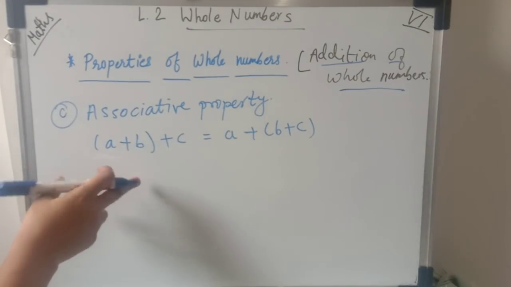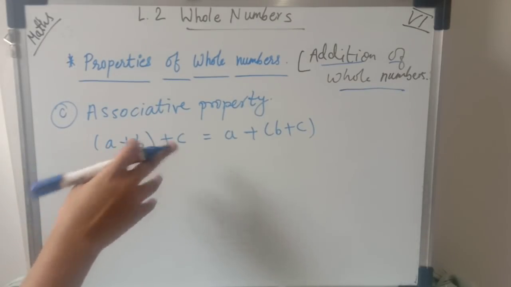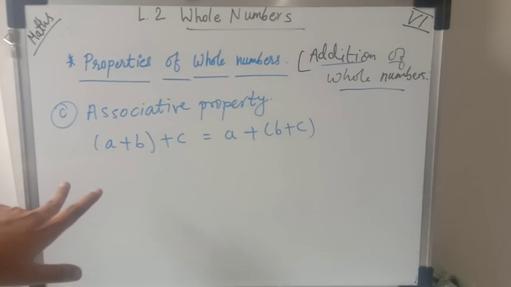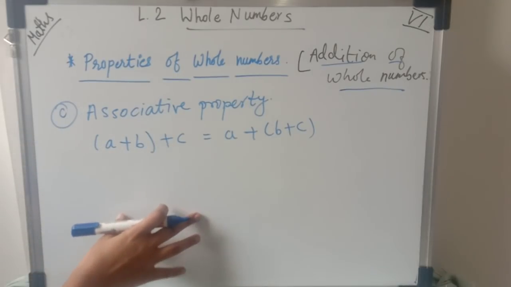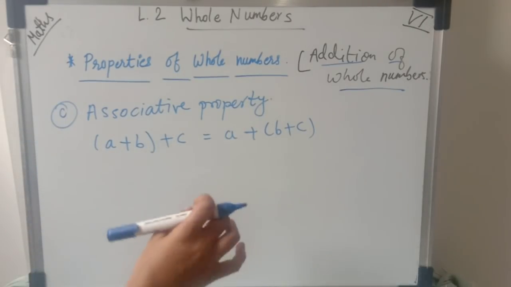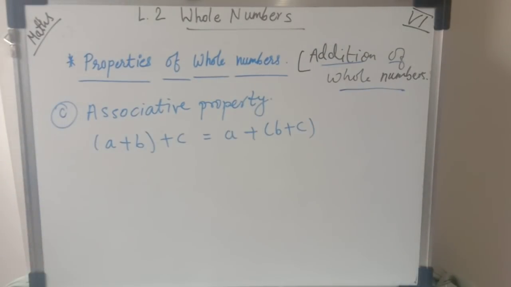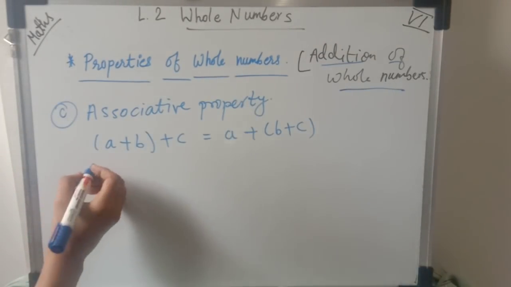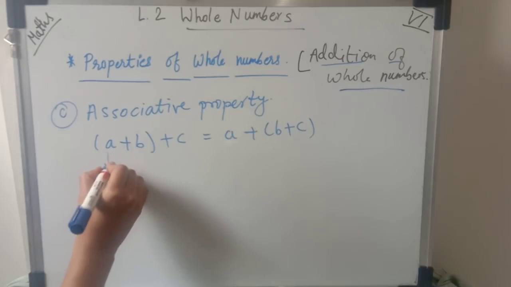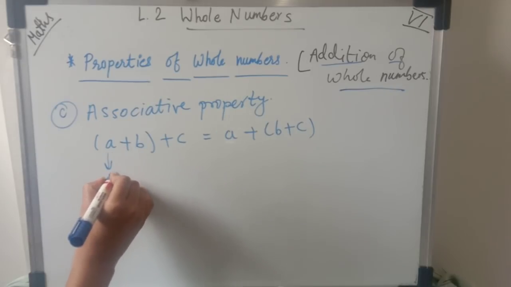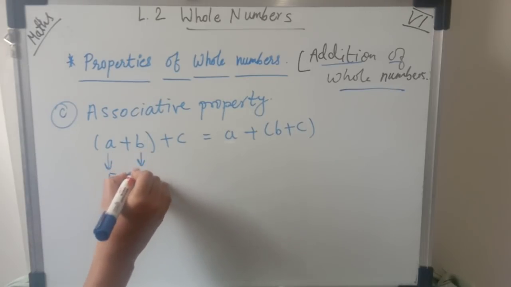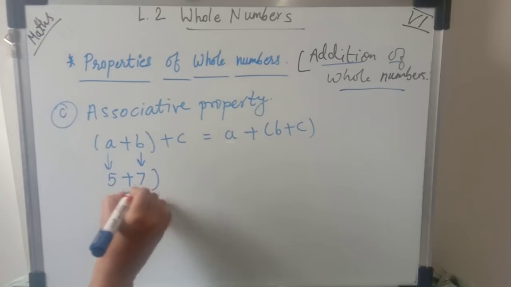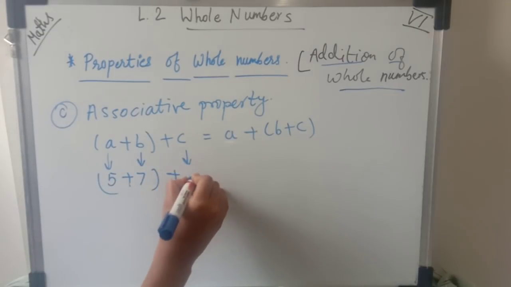Let's consider that A, B, C, these three are whole numbers. Their addition, whatever the addition will come, that will be the same after changing their order also. Okay, let's take an example so you will understand it better. So if I take 5 here, I'll take 7 here and 9 here.